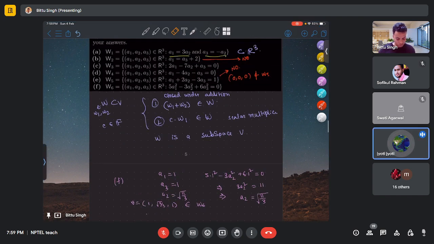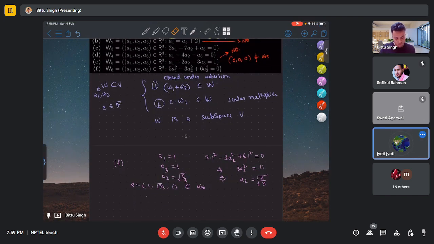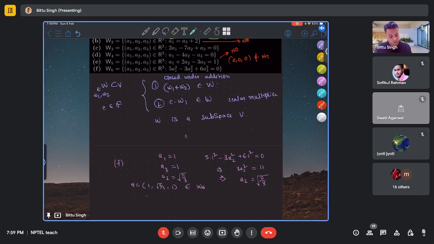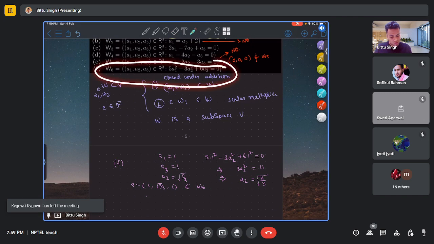Sir, we can talk about the closure property. Like a 3-tuple (a1, a2, a3) belongs to W6, and another one (b1, b2, b3), and then addition, because we know that (a plus b) whole square is equal to a square plus b square plus 2ab. So maybe that 2ab part must be 0. Yes. What you are saying is that we can use this.